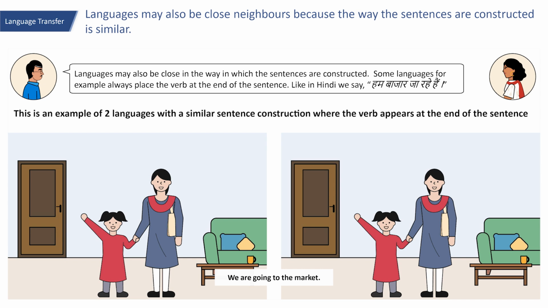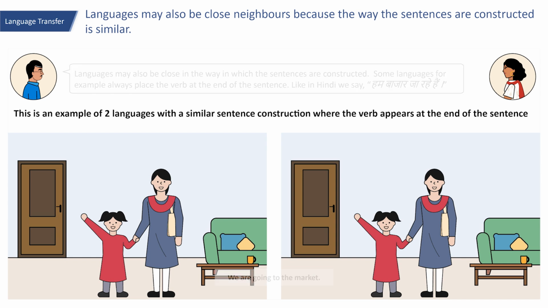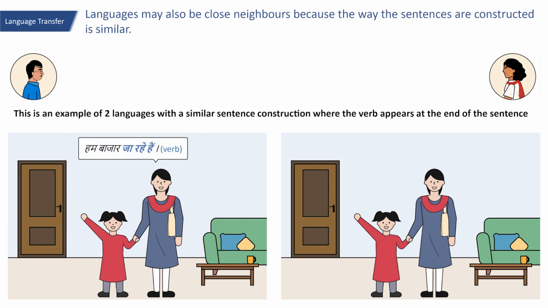Languages may also be close in the way in which the sentences are constructed. Some languages, for example, always place the verb at the end of the sentence. Like in Hindi we say, हम बाजार जा रहे हैं. And in Bengali, আমরা বাজারে যাচ্ছি.